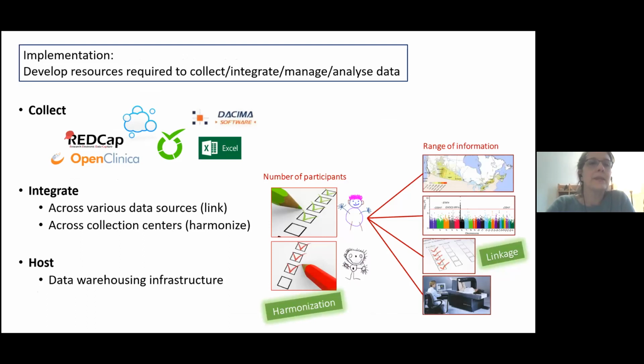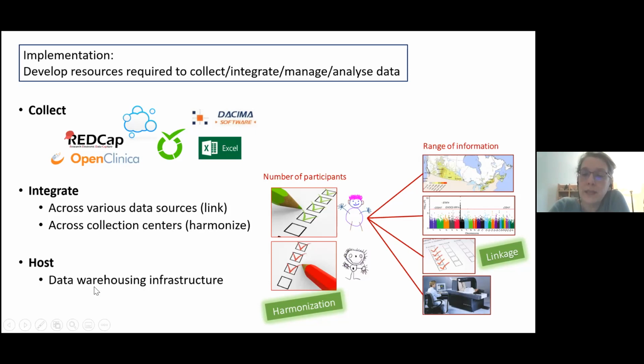Next step is the collection, integration, and hosting of the data. So the implementation of the resources required to collect the data, and to integrate. Integrate means two things. You can integrate when you link, for one given participant, the data from different sources. So the questionnaire, the physical measures, the lab measures, etc. So it's the linkage. And it can be harmonization as well: the data collected for different participants, but similar data across different data collection centers, for example.